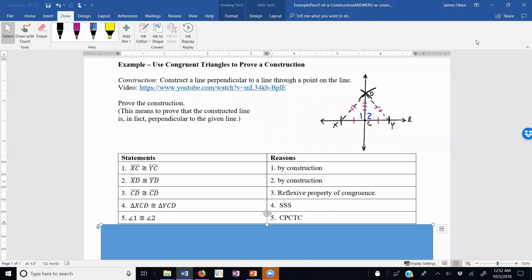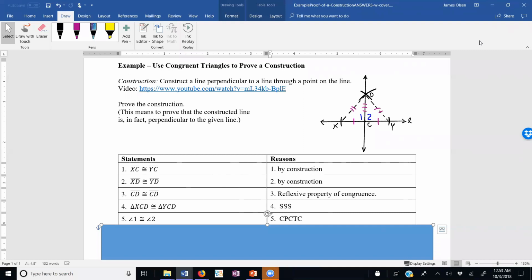So now we would like to make angle 1 and angle 2 90-degree angles so that they're right angles so that we have perpendicular lines. Remember, our goal is to show that they're perpendicular. So angle 1 is congruent to angle 2 by corresponding parts of congruent triangles are congruent.